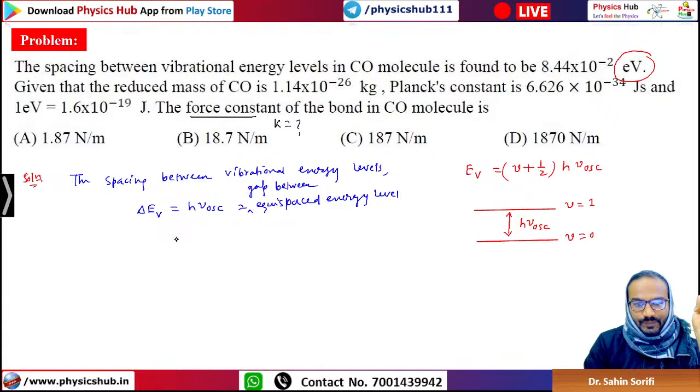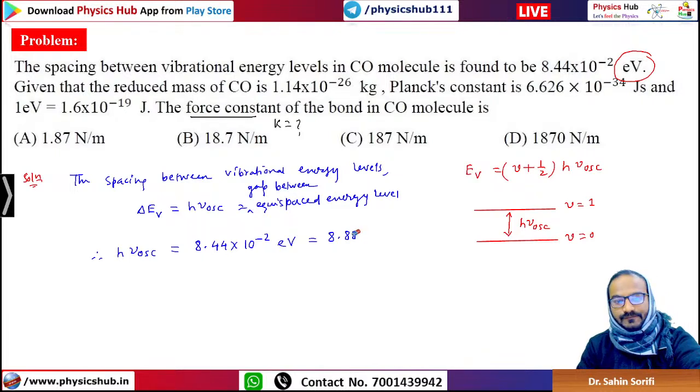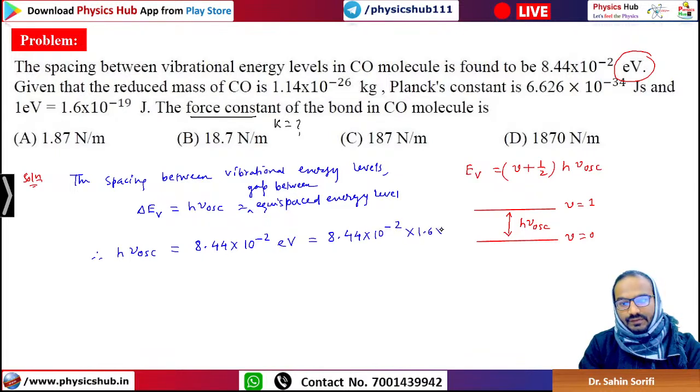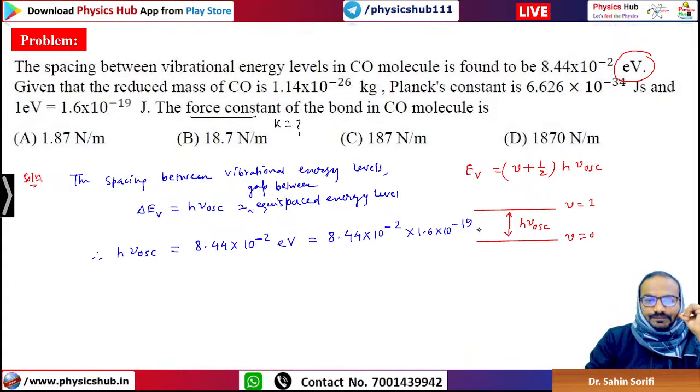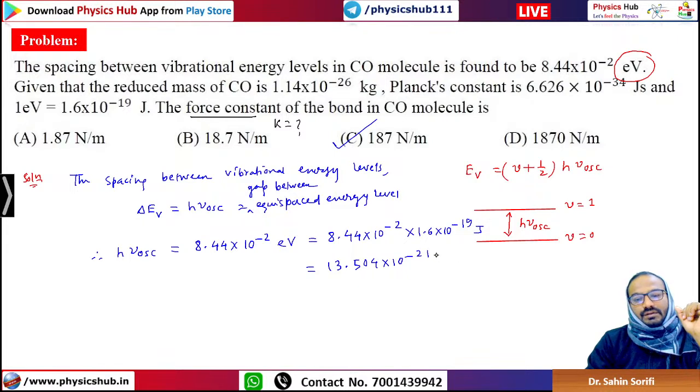And what is this? H nu oscillation is equal to 8.44 into 10 to the power minus 2 electron volt. That is 8.44 into 10 to the power minus 2. 1 electron volt is 1.6 into 10 to the power minus 19 joule. So if we calculate this, you will get 13.504 into 10 to the power minus 21 joule.